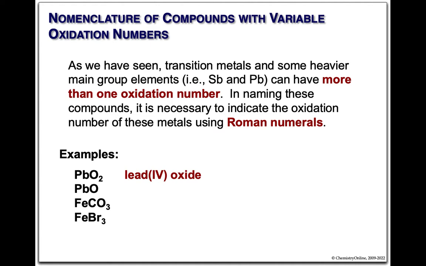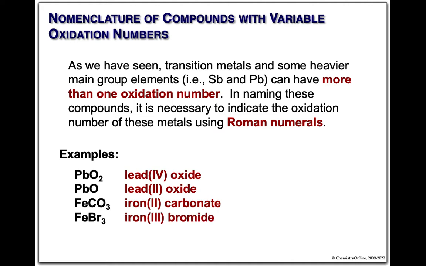1 oxygen, this is lead 2 oxide. Carbonate, we said, was -2. That means the iron must be +2. Iron 2 carbonate. Bromine, a halogen, is going to be -1. That means the iron must be +3. Iron 3 bromide.